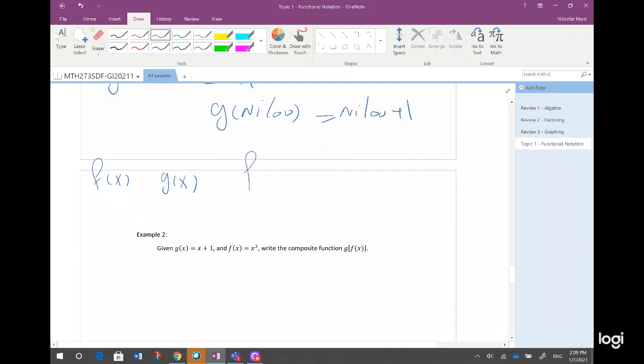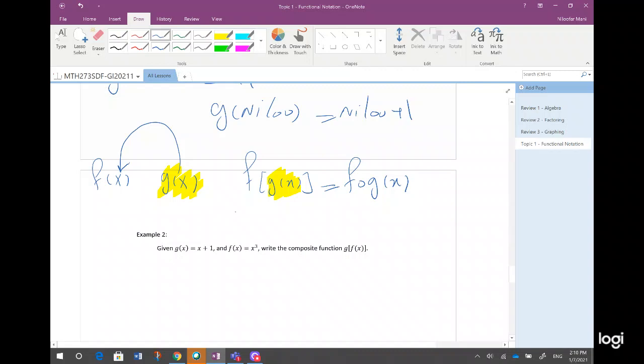But then I say, what is f of g of x? See, I substitute everything I see in g of x for x in f. So I substitute this for x in f and I find the result. I also show it with f circle g of x. So f circle g of x is f of g of x.